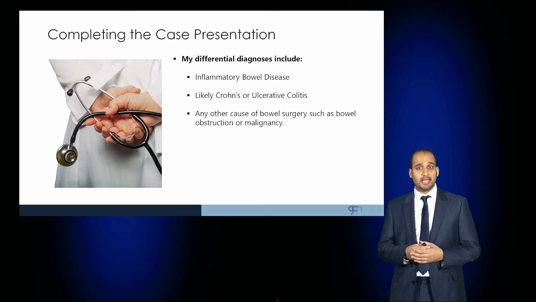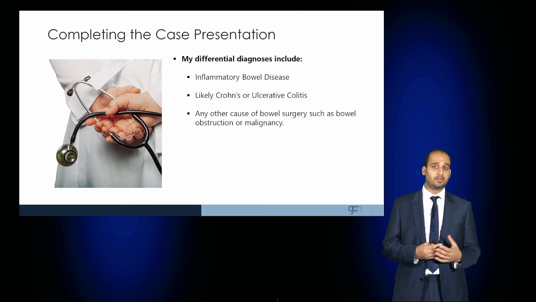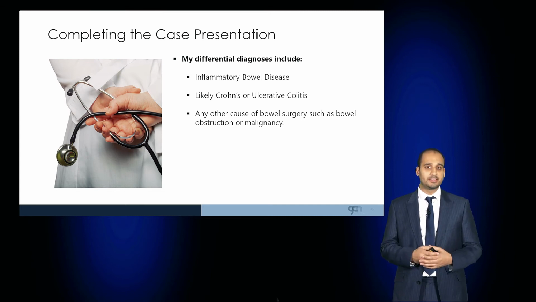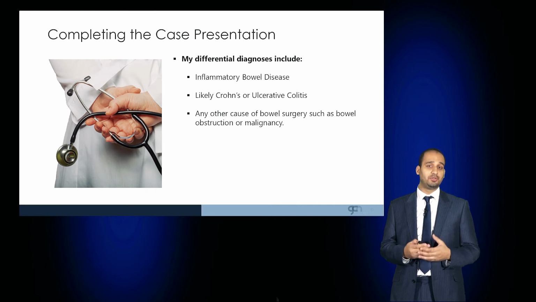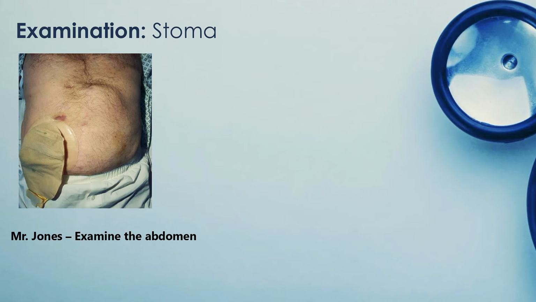You'd offer a differential that this patient has had inflammatory bowel disease, likely Crohn's or ulcerative colitis, with previous bowel surgery, either due to bowel obstruction or due to malignancy. Some patients with inflammatory bowel disease will have a stoma. So let's take a case and see how we would discuss and present such a case. So you can see here, Mr. Jones presents to the clinic for a review.